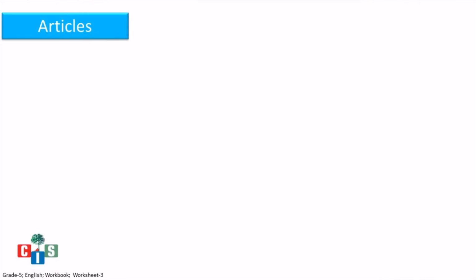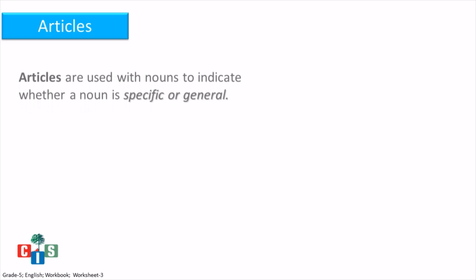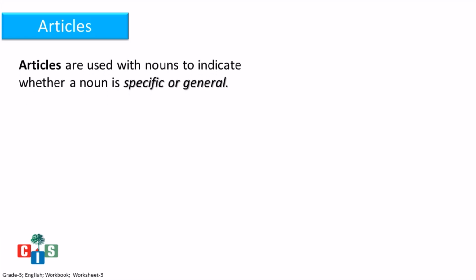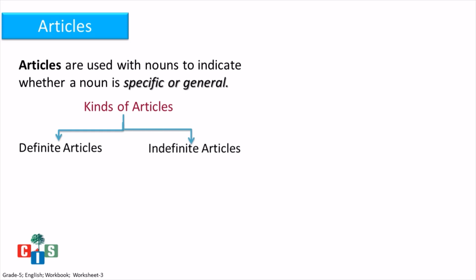Okay scholars, the next exercise is related with articles. Articles, what are articles? Articles are used with nouns to indicate whether that noun is specific or general. For that we are using articles. Articles are of two types. First is definite articles and second is indefinite articles. In definite articles, which word comes? The. The word the is a definite article.